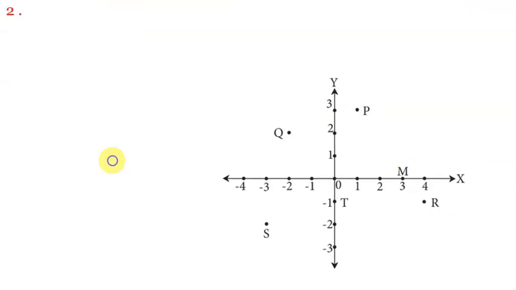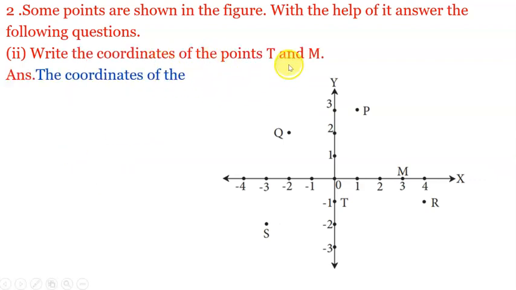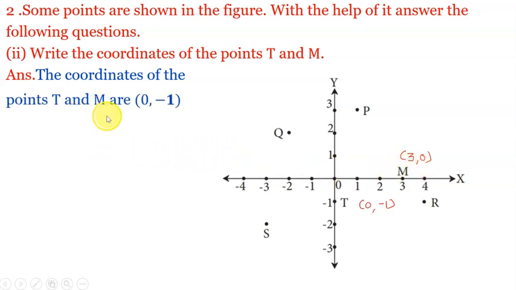Okay, now next, second: write the coordinates of the points T and M. T lies on the y-axis and hence its x coordinate is 0 and y is -1. These are the coordinates of the point T. Then M lies on the x-axis, therefore its y coordinate is 0, x is 3 and y is 0. Therefore the points T and M are (0, -1) and (3, 0) respectively.